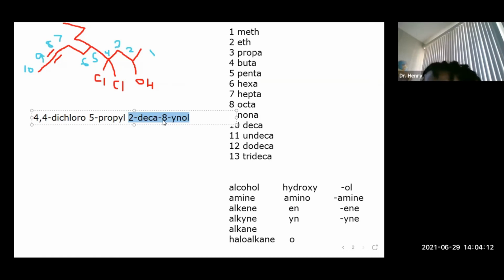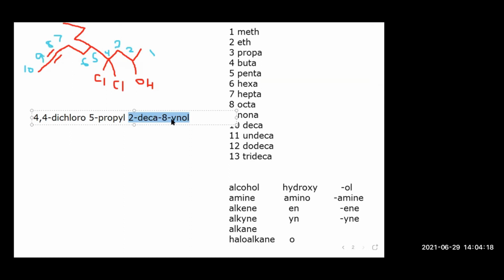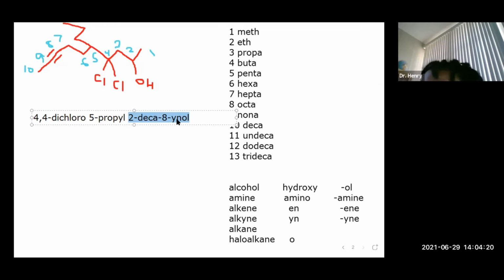Okay, so the 8 tells me where that triple bond is. Right? So the prefix for a triple bond is YN. So we put 8-YN. The 2 refers to the OL. Because it's in front of the deca, it tells me that on that main chain, I have an alcohol group, a hydroxyl group or hydroxy group. Okay. So that's where that OL comes from.